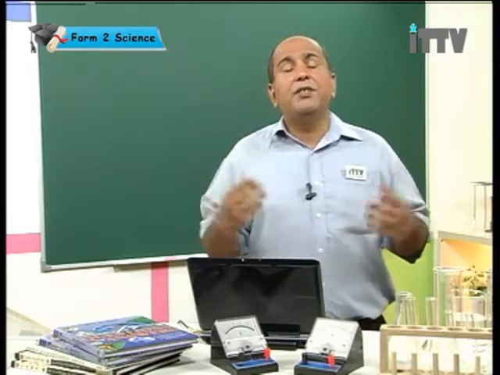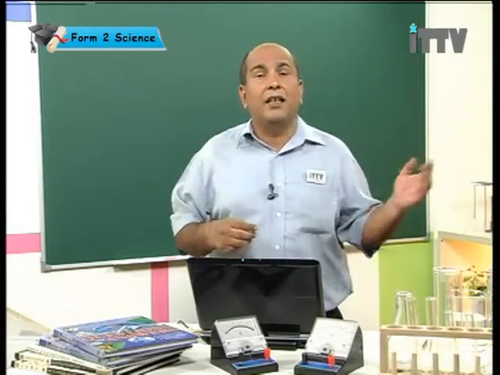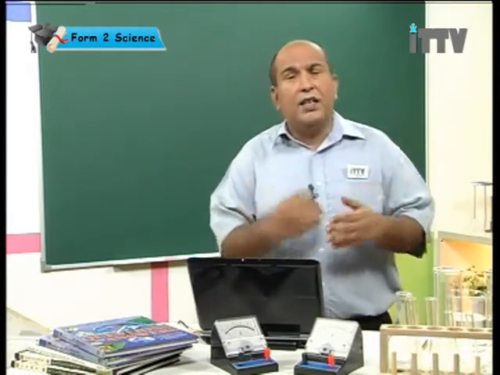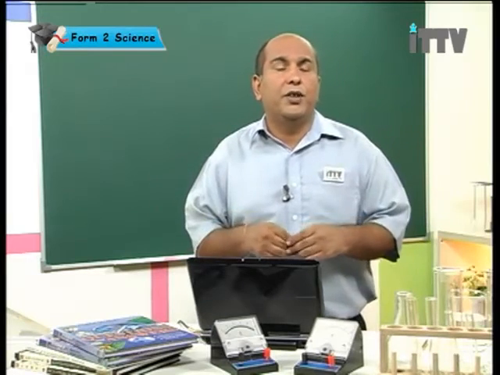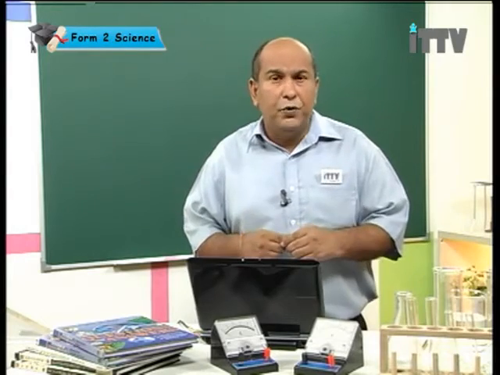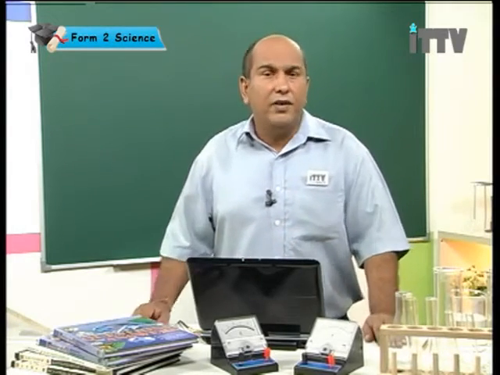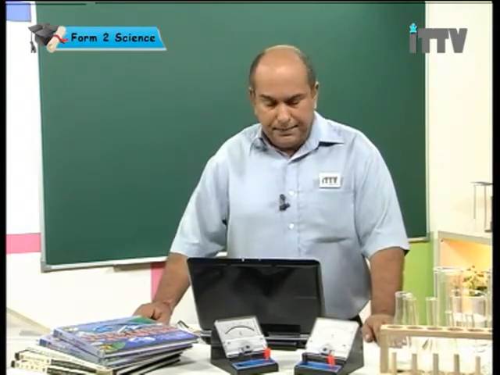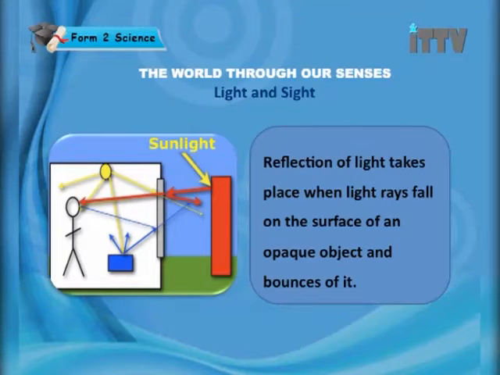This is a total eclipse of the moon. Sometimes the moon gets in the way between the sun and the earth. It blocks the light and we get what is called a total eclipse of the sun. Both these phenomena prove to us that light travels in a straight line. Reflection of light takes place when light rays fall on the surface of an opaque object and bounces off it.